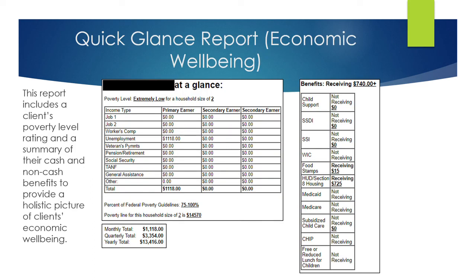The quick glance report provides the economic well-being of a client and includes information that is cash income as well as non-cash income in the form of benefits. And this report shows those benefits and provides a cash equivalent. In this way, the quick glance report makes it possible to have a more comprehensive understanding of a client's economic well-being.